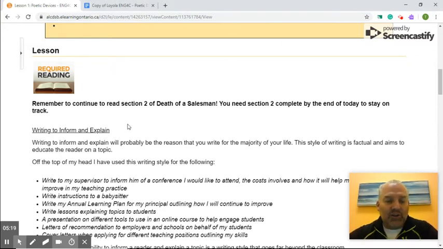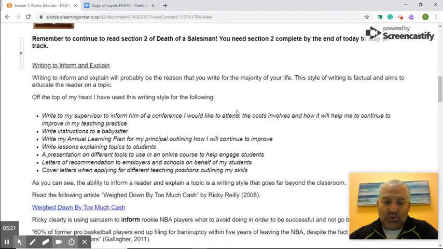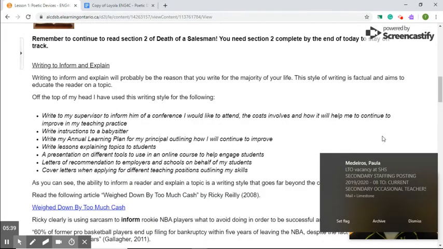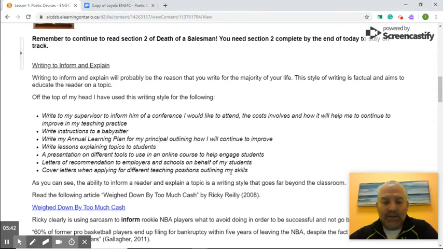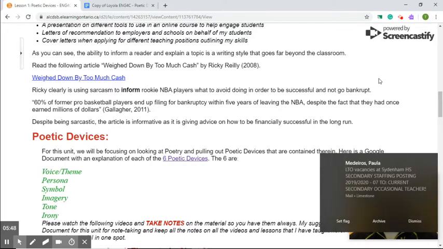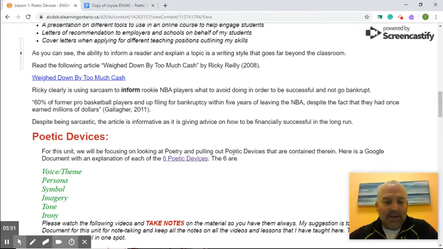A little bit of information here on writing to inform and explain as opposed to express and reflect. One of my favorite authors is Rick Riley. He's a magazine writer, focuses a lot on sports. Here's a great article of his about NBA players and why they should save their money. It is very much this inform and explain style of writing. So go ahead and take a look at that. You don't really have to do anything with it, but please take a look and understand what that type of writing is.